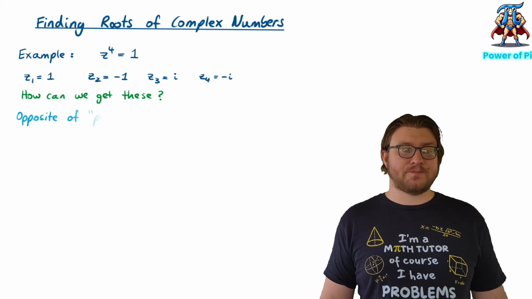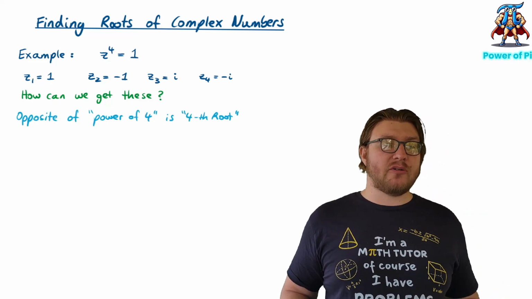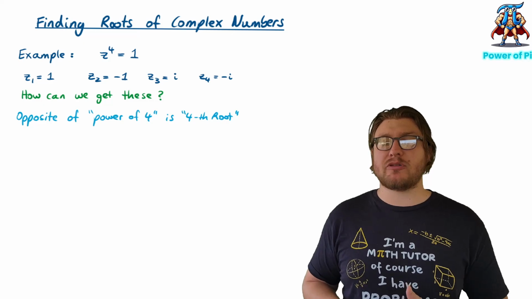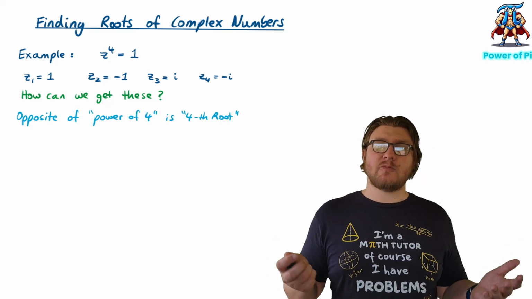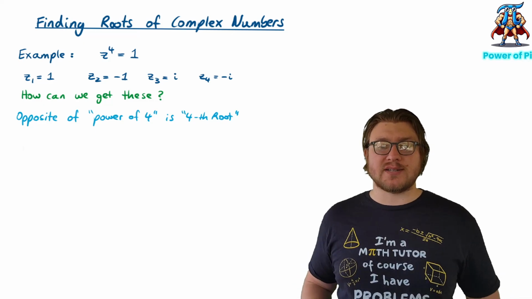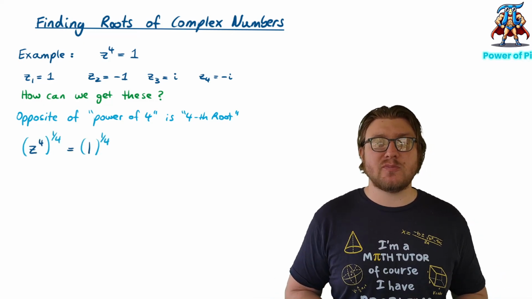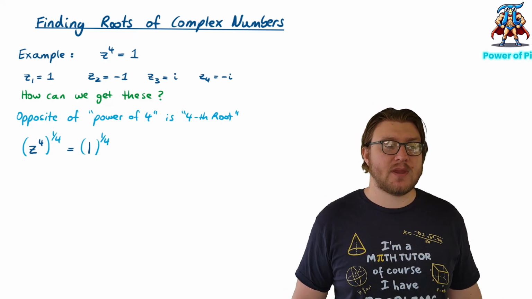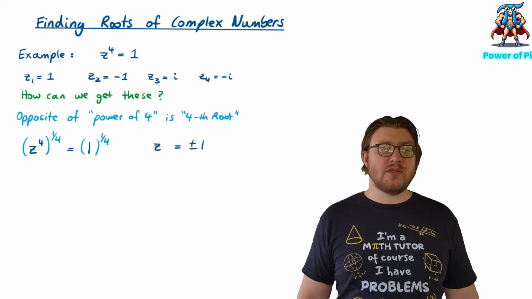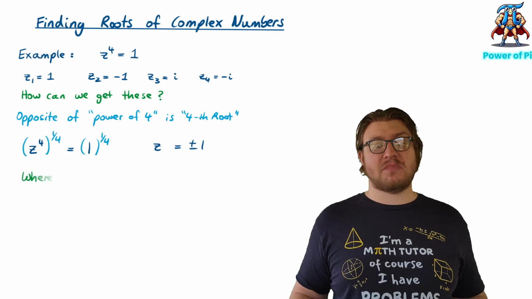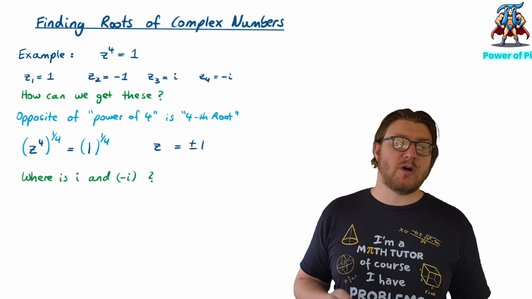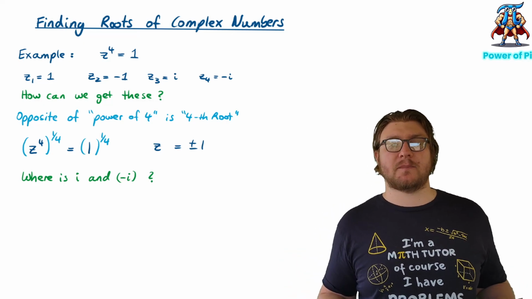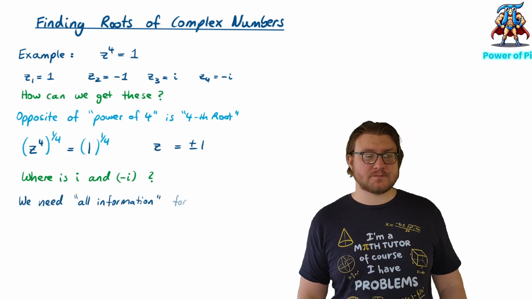But how did I get to these solutions? Let's have a look. The opposite of the power of 4 would mean the fourth root, right? Why can't we just take the fourth root? Let's try it. We have z to the power of 4. We take the fourth root on the other side. But the fourth root of 1, well, that's just 1. Negative 1. What about i and negative i? They didn't come up here. Should they? Let's have a look.